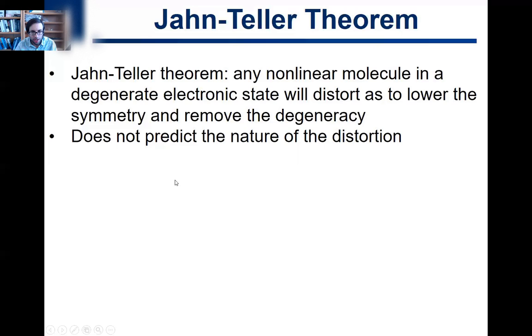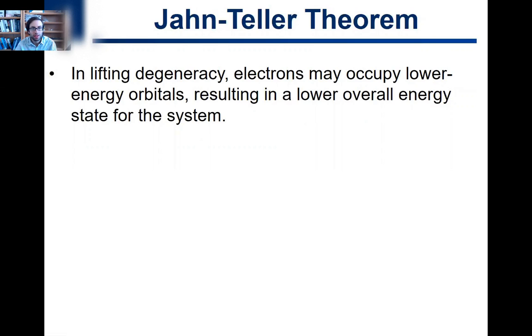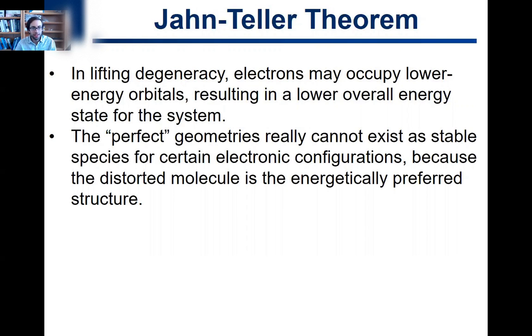All right, so this theorem just says that a distortion will happen. You will get a distortion to lower symmetry, but it doesn't tell you how. And a lot of times there's multiple different ways you can convert one high symmetry structure into a lower symmetry structure. So it doesn't make a prediction about how, okay? When you lift this degeneracy, you go to that lower symmetry, the electrons will occupy lower energy orbitals. And this is going to give an overall lower state, especially when you're talking about the ground state of a molecule.